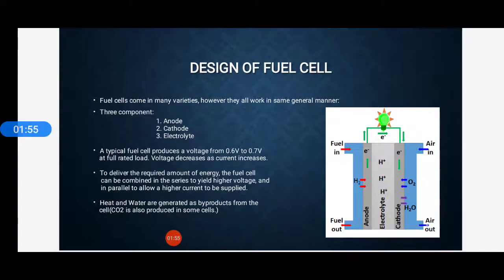As this voltage is not enough in every case to deliver the required amount of energy, the fuel cells can be combined in series to yield higher voltage and also can be combined in parallel to allow a higher current to be supplied. Heat and water are generated as byproduct from the cell. In some cases, CO2 also may be produced as a byproduct.